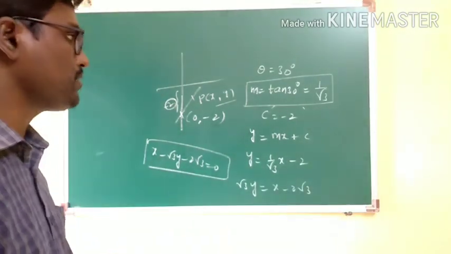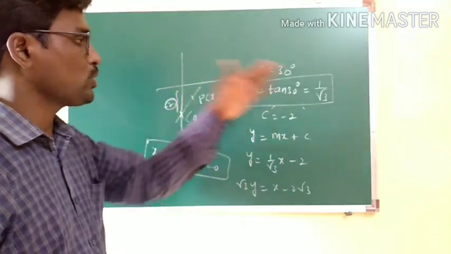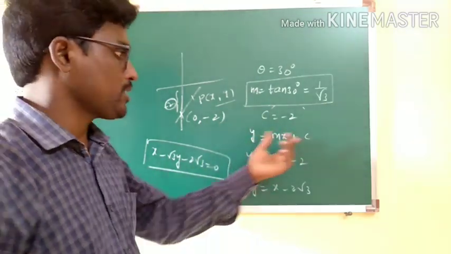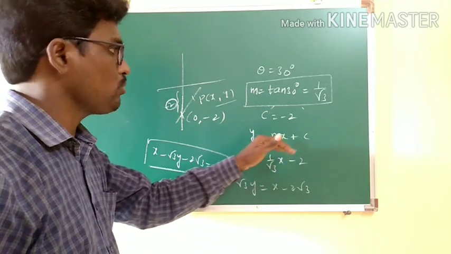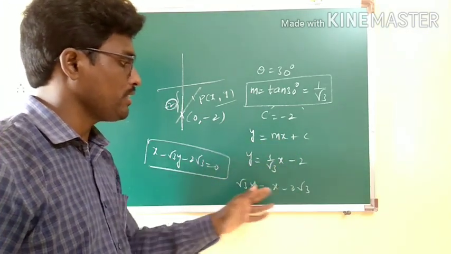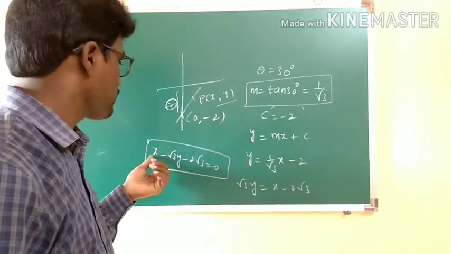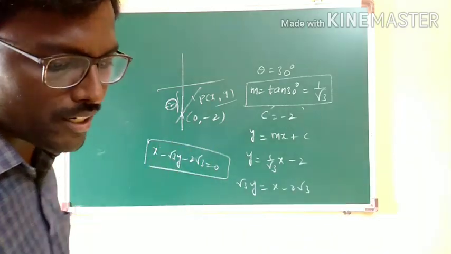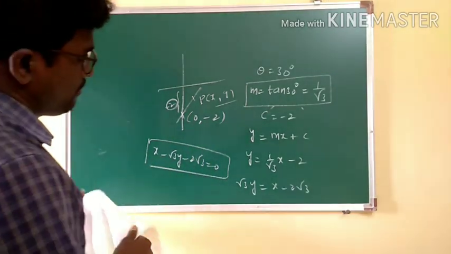In case 1, we took the slope and equated it to 1 by root 3. And in case 2, we substituted directly in the y equal to mx plus c form, that is, c is equal to -2 and m is equal to 1 by root 3. So on cross product, you will get root 3y is equal to x minus 2 root 3, or x minus root 3y minus 2 root 3 is equal to 0. With the help of this knowledge, we can extend a theorem also here.